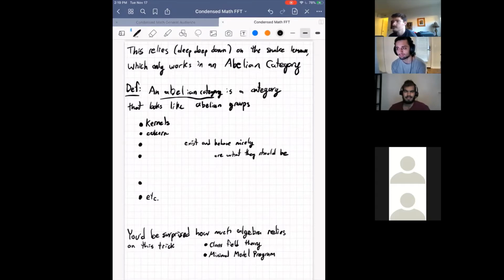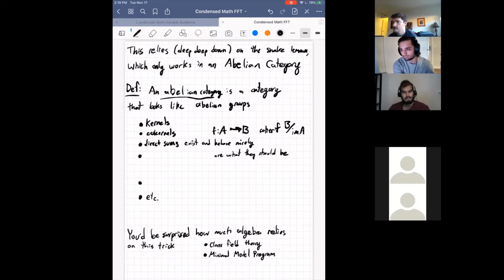Co-kernels. If you don't remember what a co-kernel is, if you have a map like this, the co-kernel, say of sets or abelian groups, of F is the codomain mod the image. And somehow in a category theory sense, this is dual, as they say, to the kernel. What else do you need? You need direct sums, and they need to exist, and they need to behave nicely.